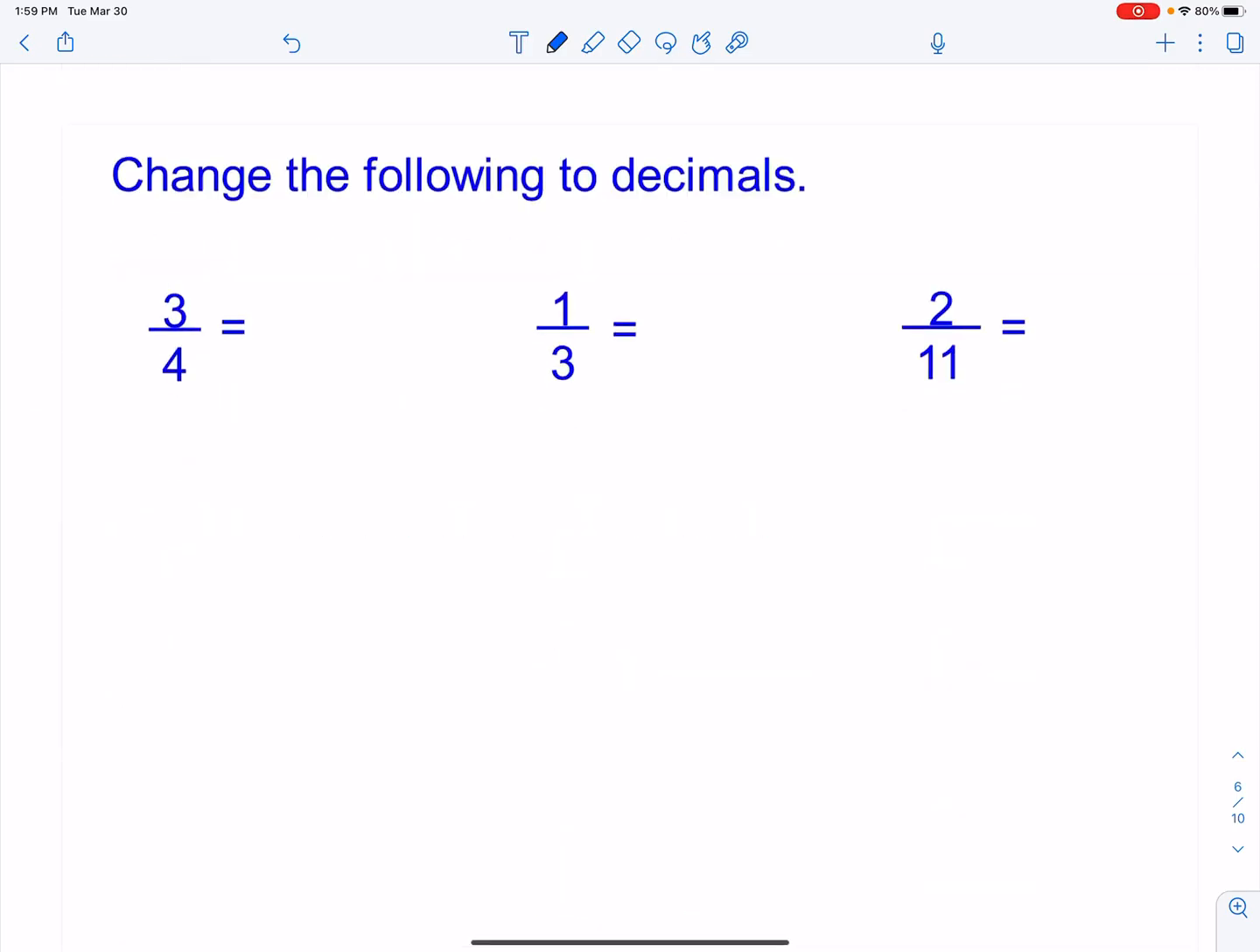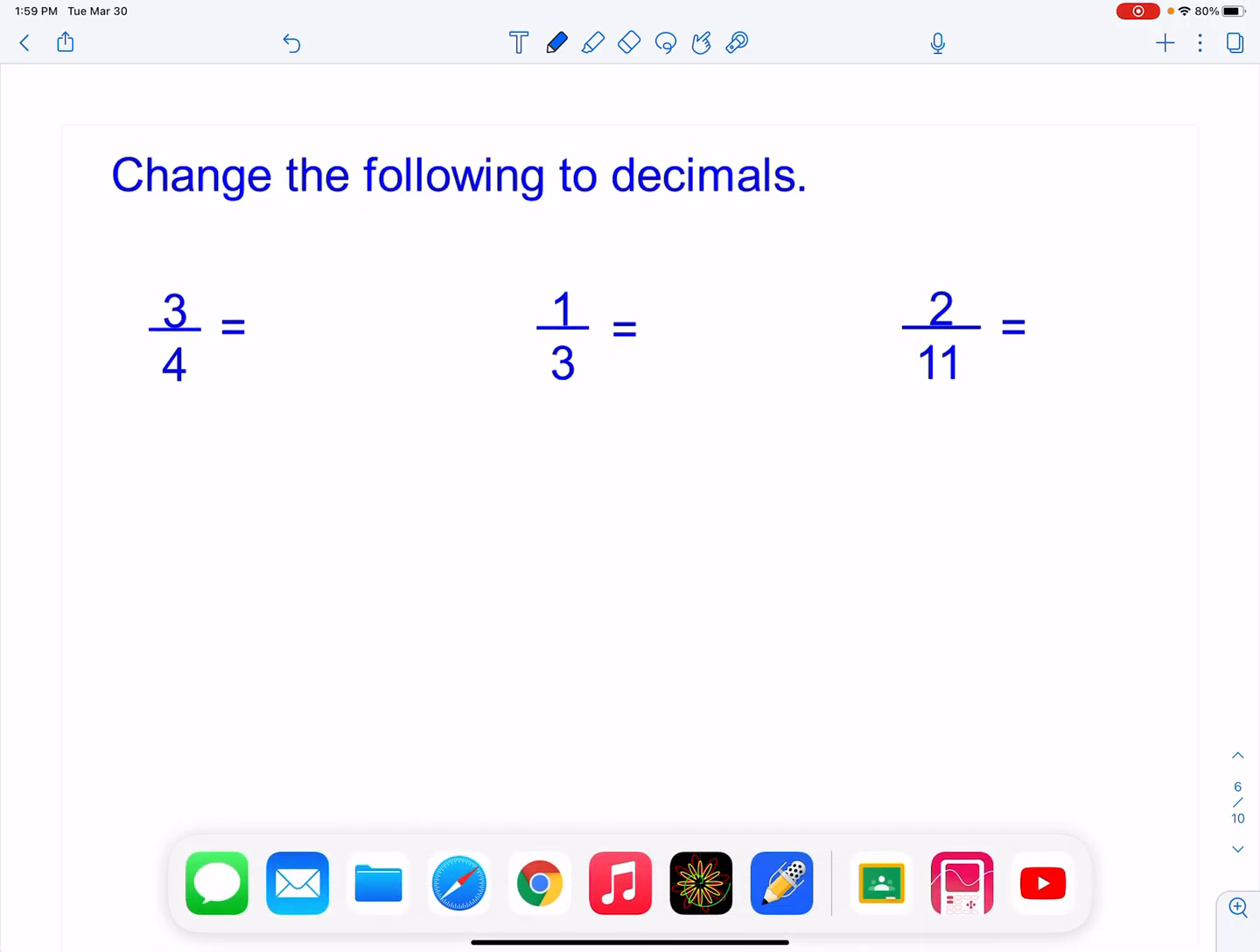Now, let's see if we can practice this. If you're going to do this particular lab, you're going to take a calculator. So you get a calculator out. Let me get mine out real quick.